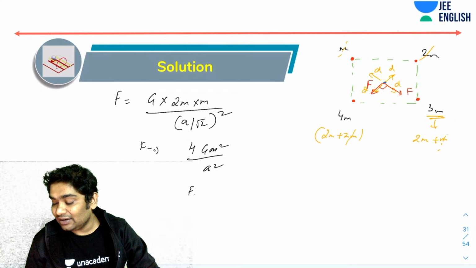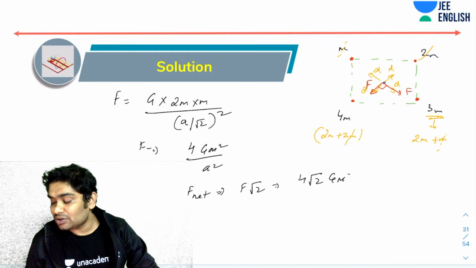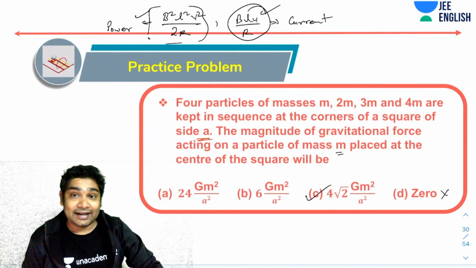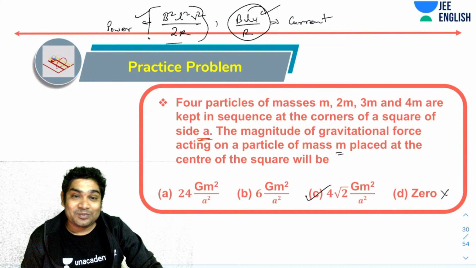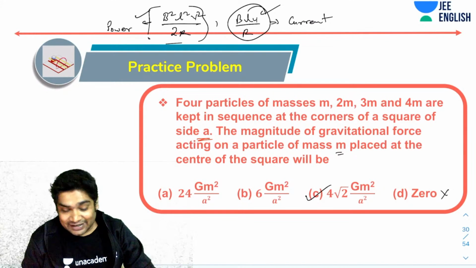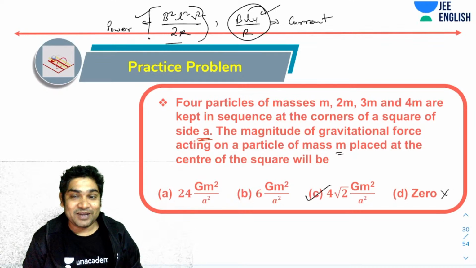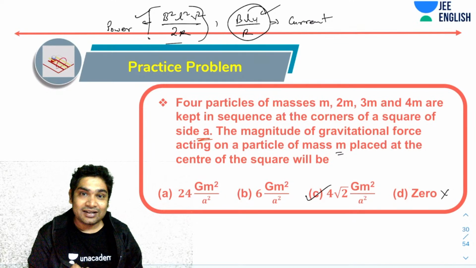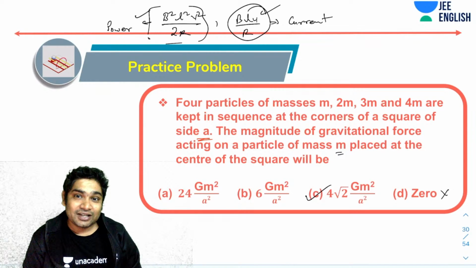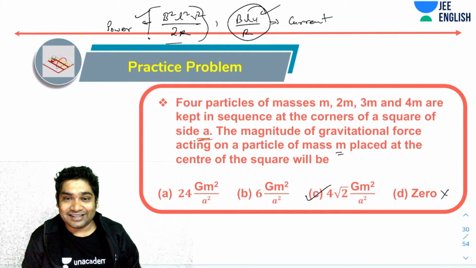So F net would have been F root 2. So that would have been 4 root 2 GM square over A square. Okay, so yes, in fact, I did get that answer. But you realize this is what happens in mains questions. In mains, they give you very nice options. So in mains, if you're just a little alert and paying a little attention to the options, then you can immediately mark the right answers.